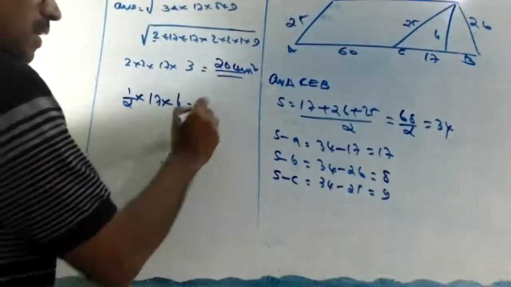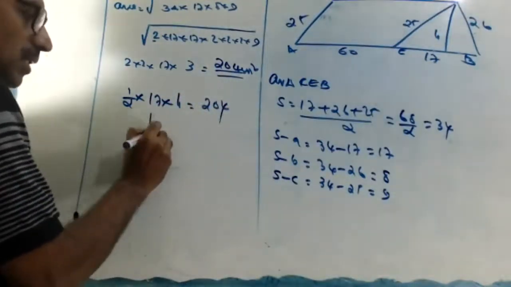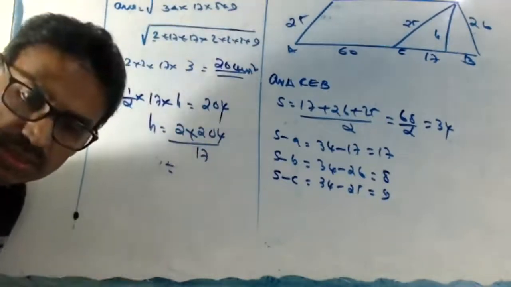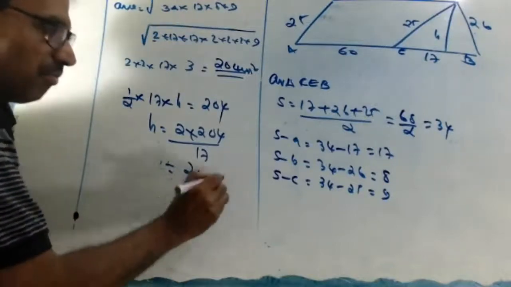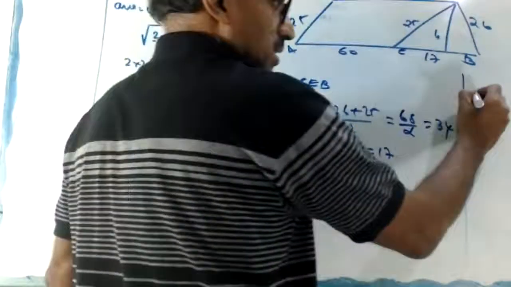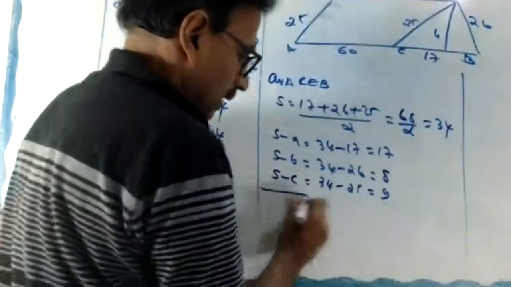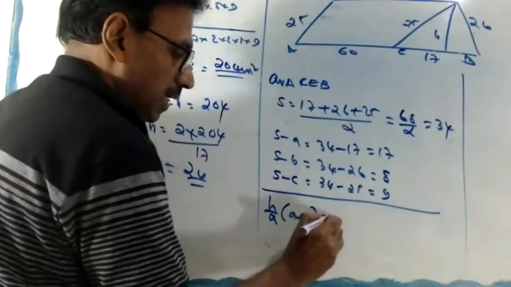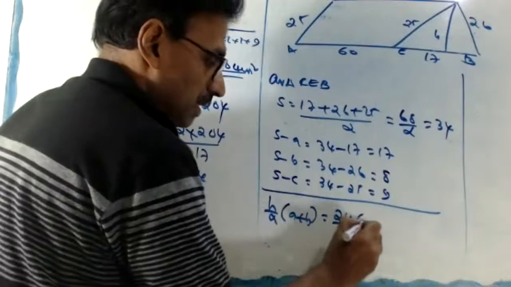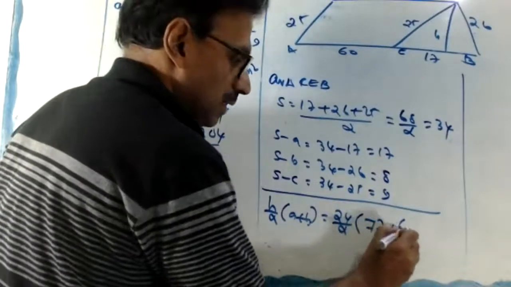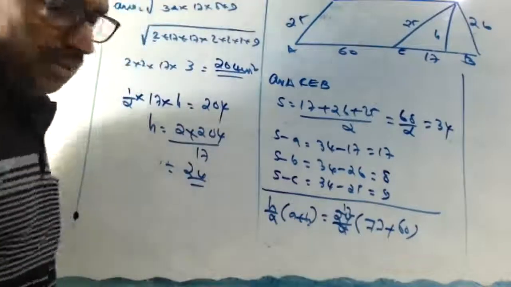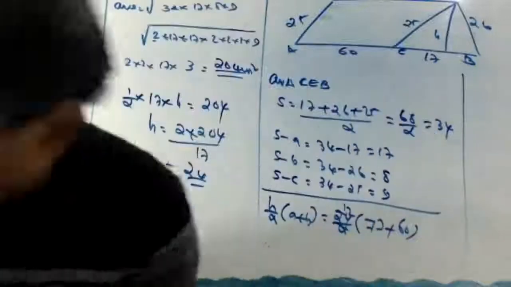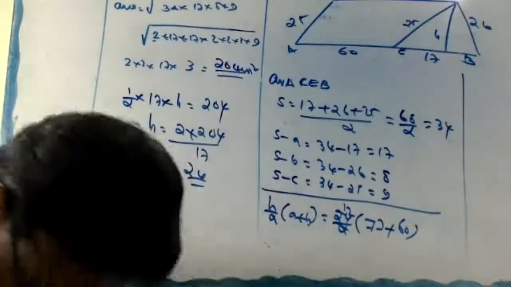Then half into 17 into height h equal to 204. So h equal to 2 into 204 divided by 17. How much? 24. Okay, so now final. Here you can see area is h by 2 into a plus b. h is 24 by 2 into 77 plus 60. 12 into 137, so the final answer is 1644. Final answer is 1644. Okay.